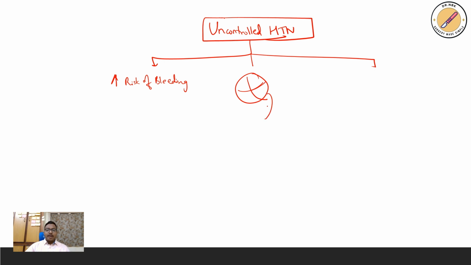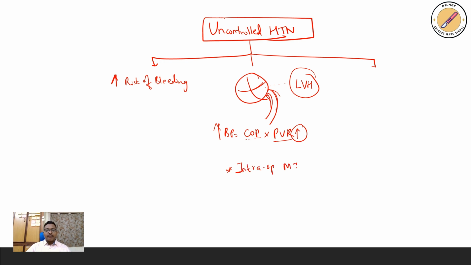Whenever there is hypertension, you know that BP is equal to cardiac output into peripheral vascular resistance. Whenever there is an increase in BP, mainly the cardiac output will be changed and there will be an increase in peripheral vascular resistance. What happens then? Left ventricular hypertrophy occurs. At one point of time, ventricular thinning may also happen, and there is more risk of intraoperative MI. So this is another sequela we are worried about, intraoperative MI.